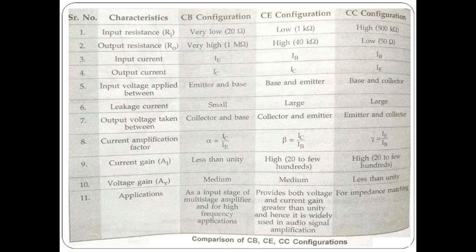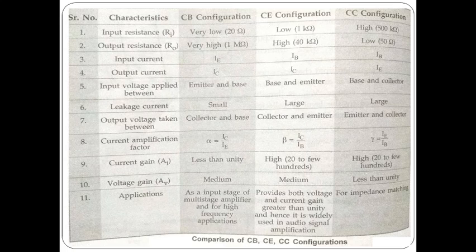In common base, current gain is less than unity. In common emitter, high or moderate. In common collector, it is very high. Voltage gain is medium in the common base and in the common emitter also medium. In common collector, it is less than or equal to unity.